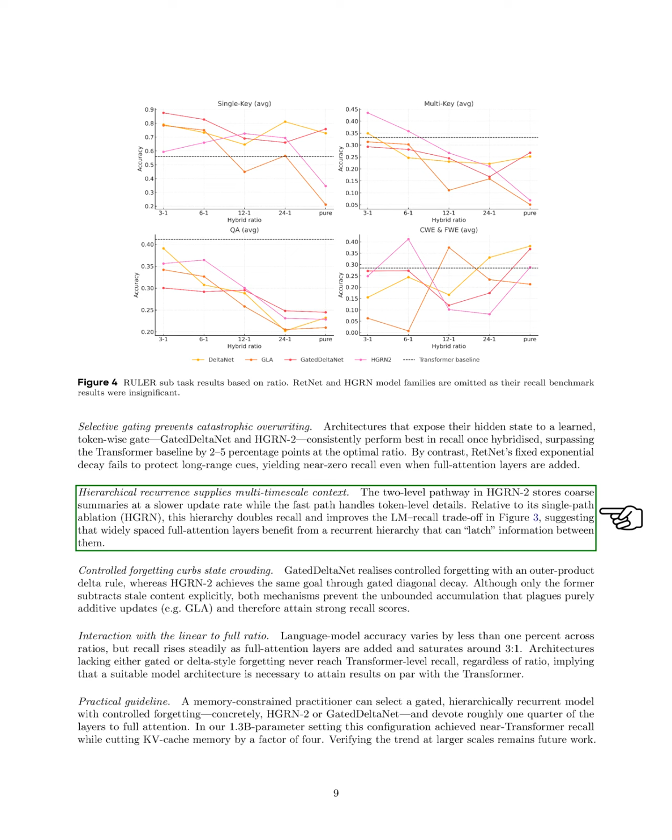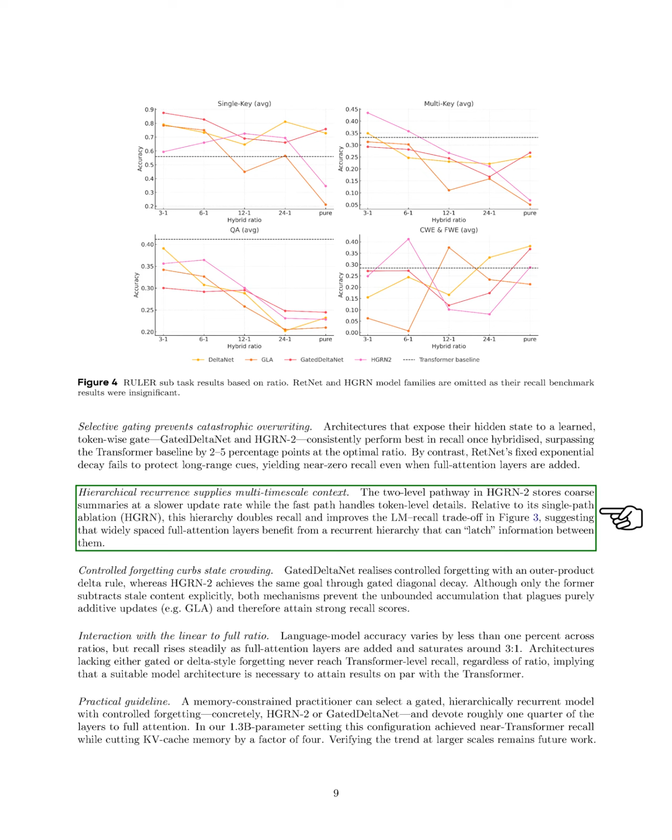HGRN2 uses a 2-level structure that keeps broader summaries updated slowly while quickly processing detailed information. This hierarchical approach significantly improves recall compared to a simpler model, indicating that having a recurrent structure helps retain information between attention layers. Controlled forgetting helps manage the amount of information stored. Gated DeltaNet uses a specific rule for forgetting, while HGRN2 employs a different method to achieve similar results. Both approaches prevent the excessive accumulation of outdated information, which is a problem in purely additive models, leading to better recall scores.